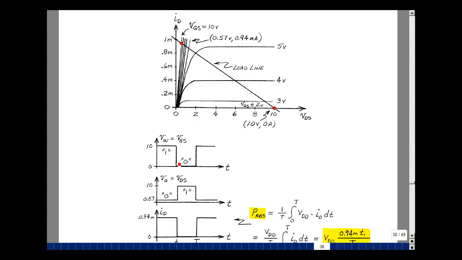If the input goes to 0, then the gate source voltage is 0. Anything less than 2 is just on this line, and we intersect the load line right here, and so the output voltage is going to be equal to 10 volts, and the current will be 0 because we're not drawing any current when we're in cutoff.